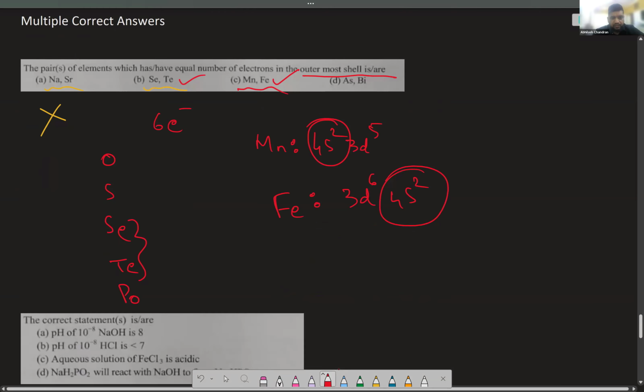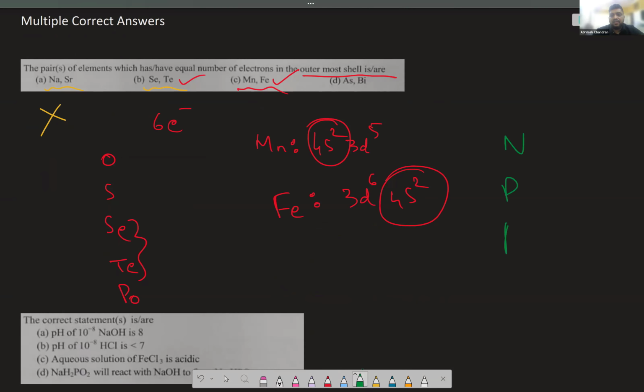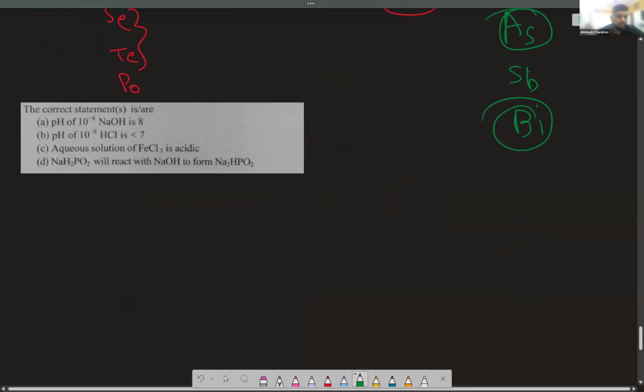Arsenic and bismuth. Of course, even this is also going to be correct. Nitrogen, phosphorus, arsenic, antimony, and bismuth. All of these are the ones with s2p3 kind of configuration. So arsenic and bismuth are also going to have s2p3, 5 electrons. So even this is going to be a correct answer. So what are the correct answers? B, C, as well as D options, right? So let's go to the next question.